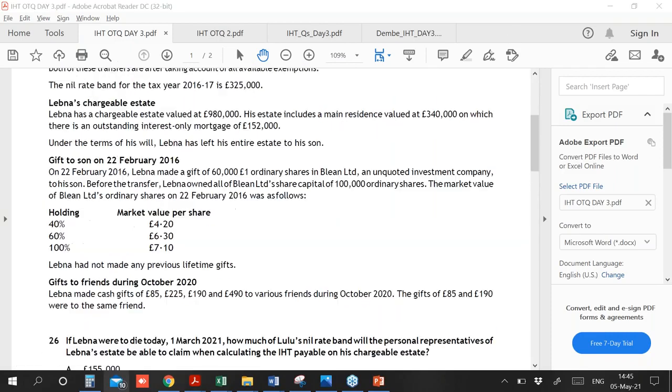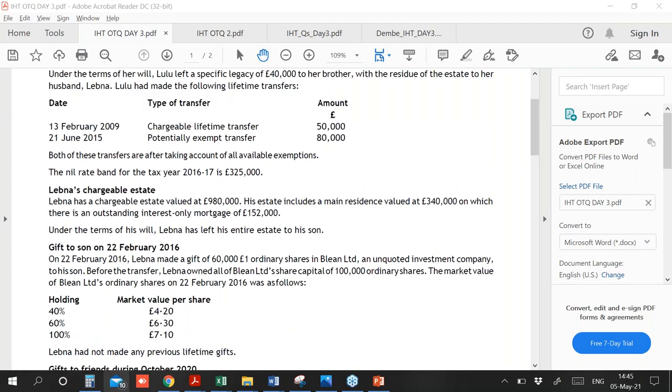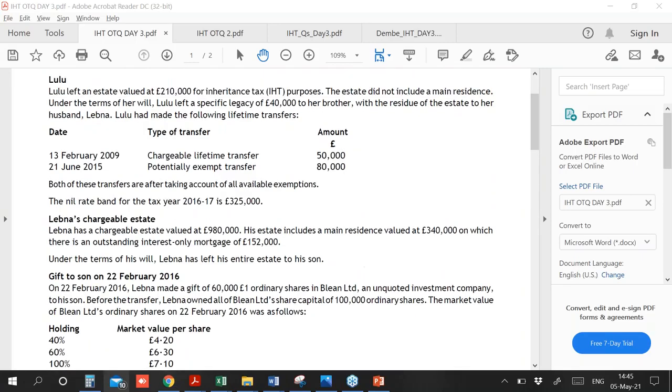Now let's talk about RNRB. So now I have told you the rule of RNRB in the last question and in this question as well. You tell me that when Lulu died, in her estate, there was no residence included. However, when Lebna is going to die, in his estate, there will be a main residence of 340,000. I know that Lebna will have his own RNRB, but will he be able to claim Lulu's RNRB? Yes or no?